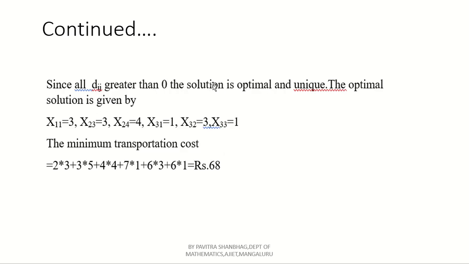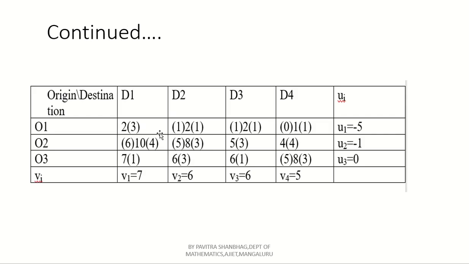Now here the optimal solution is what? We have obtained it already, right? What is the optimal solution? See, X11 we got 3. Then X23, that is 3. Then X24, that is 4. Next, X31, that is 1. X32, that is 3. X33, that is 1. Now we have to multiply with these elements and add them. You will get the final answer.